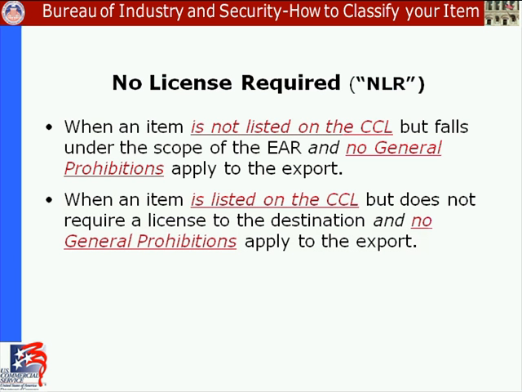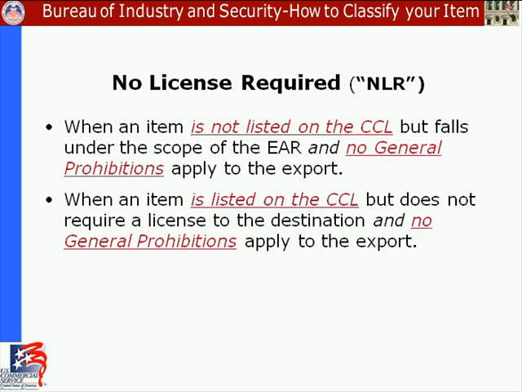And then you look at the reason for control under which column: column 1, column 2, or column 3. Then you look at the Commerce Country Chart. Only look at those columns identified in your specific ECCN. And for those few columns, if you don't have an X in the row of the country you want to export to, and you don't violate general prohibitions 4 to 10, then you have no license required. Okay?